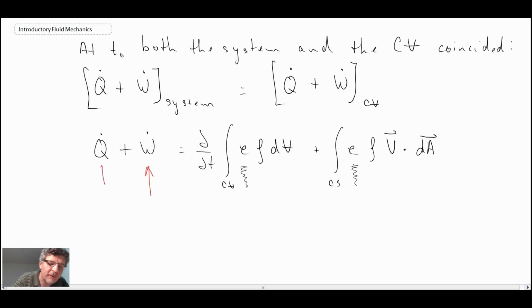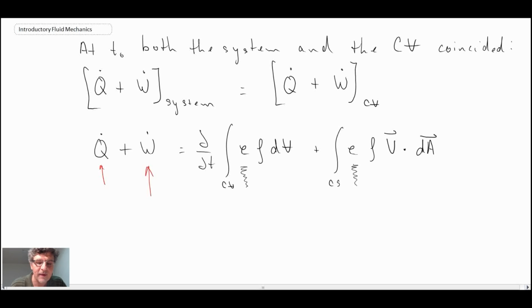Heat transfer is pretty straightforward. It's just heat transfer across the boundary. But work will require a little bit more work because we have fluid coming into and across the boundary. And so we need a way to be able to account for that. In thermodynamics, that is called flow work, but essentially we're going to go through the same sort of analysis.